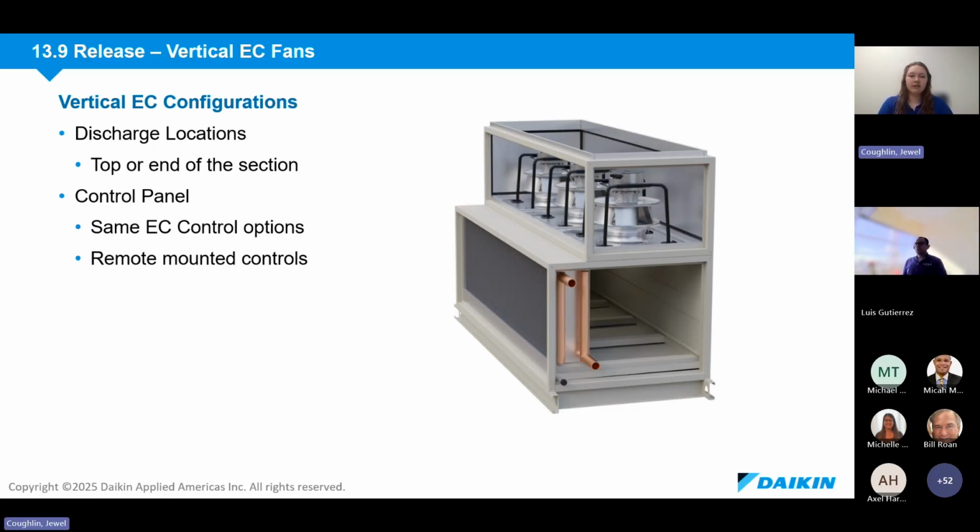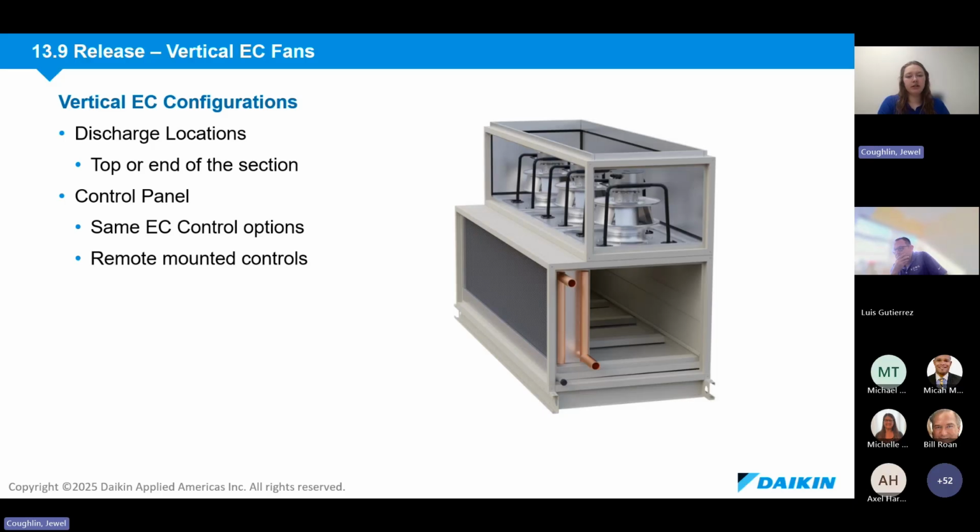The image on this slide gives a really good visual of what the vertical EC arrangement looks like in a vision unit. You'll have two discharge options with this configuration, either a top discharge or a discharge on either end of the unit. Side discharge isn't available. Your control options will be the same as the standard Daikin EC fans. So again, basic, no controls or premium.